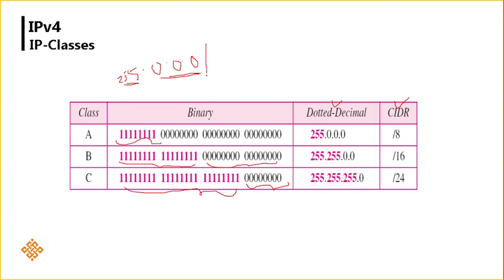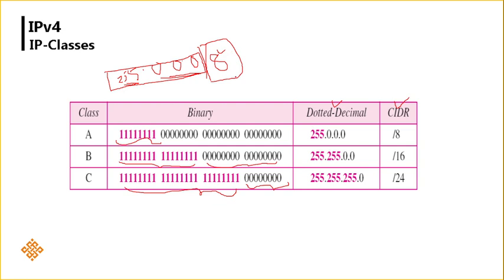Here, n is nothing but the number of network ID bits. So how many bits do we have for network ID? 8 bits. So we can write it as slash 8. So this is known as slash n notation, and this is known as the subnet mask, where n is the number of bits reserved for network ID.